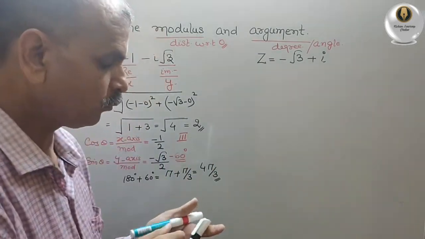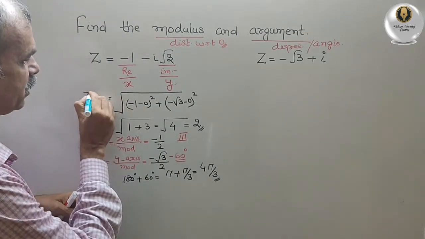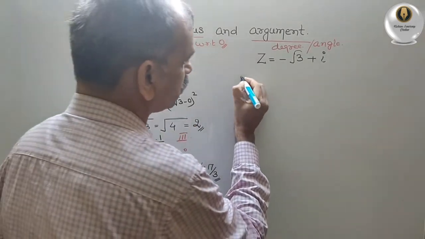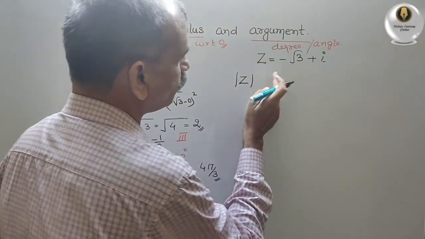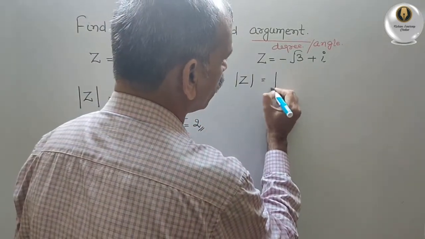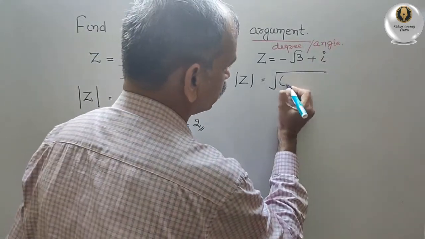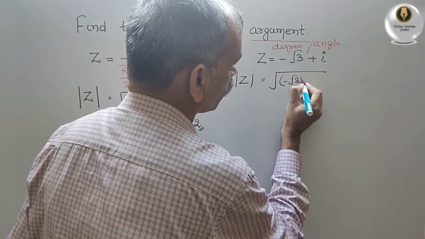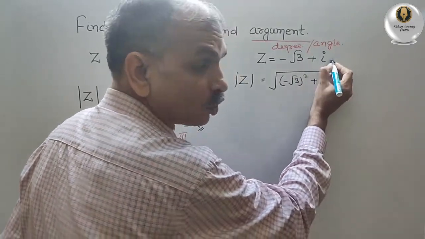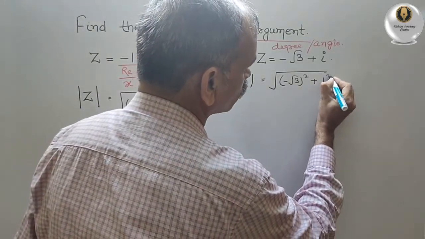Okay? Now, what is the modulus? First is modulus. Modulus means here you have to put two lines. So modulus is, I have already told, with respect to the origin. That means here you will get root of minus root 3 whole square, plus, here i is there, that means 1 is also there, i into 1 is 1. So therefore you will get 1 square.